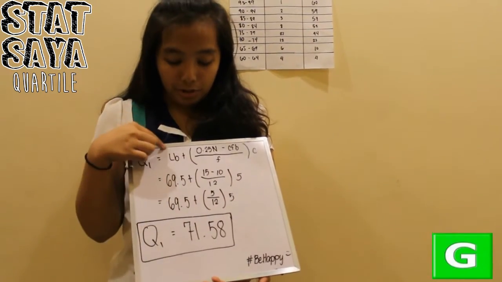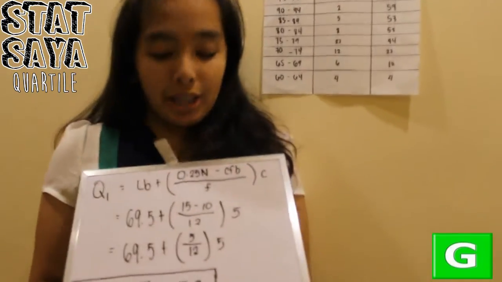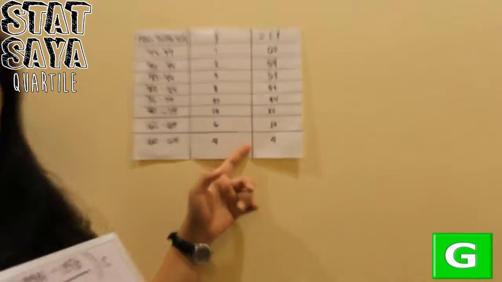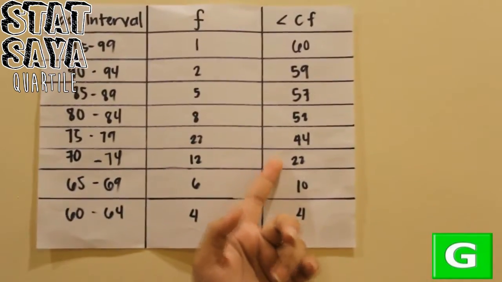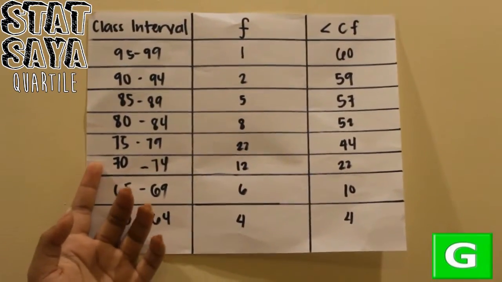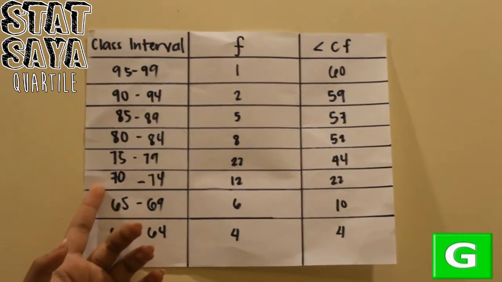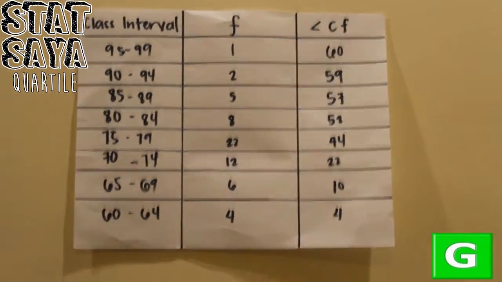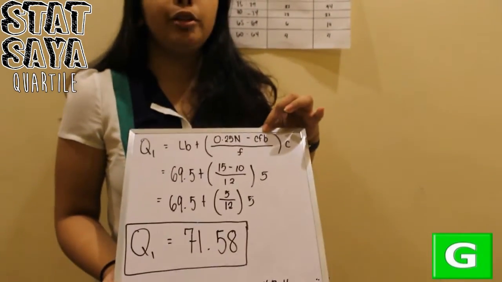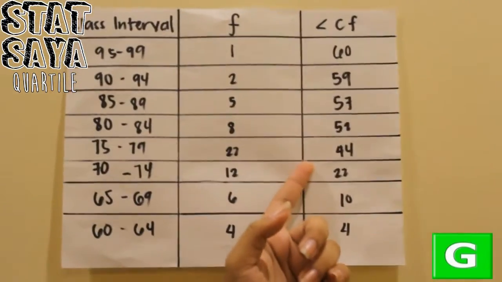For us to get the lower boundary, we need to look at the chart and find a number that is nearest and greater than 15. So, it is 22. And look at its class interval. The class interval is 70 to 74. We need to subtract 0.5 from the lower limit, which is 70, so the answer would be 69.5.